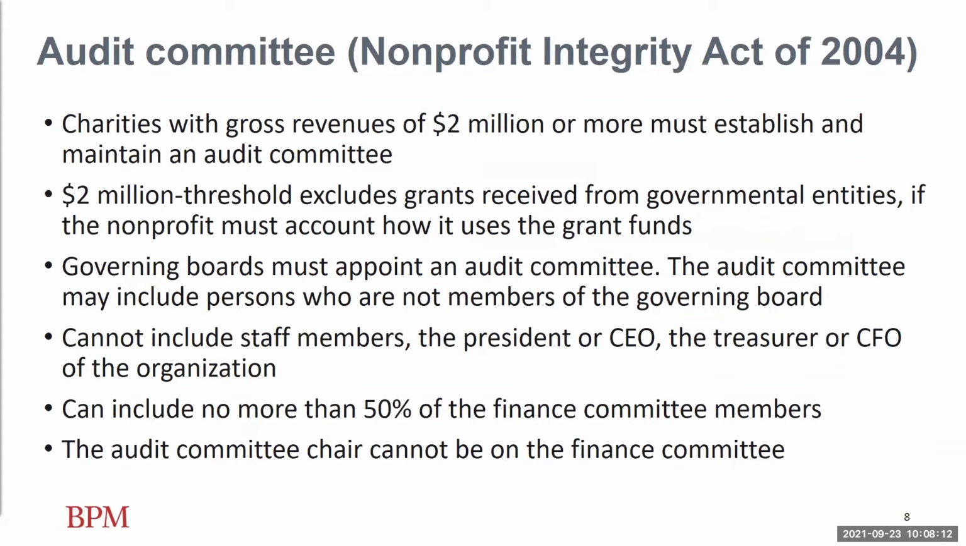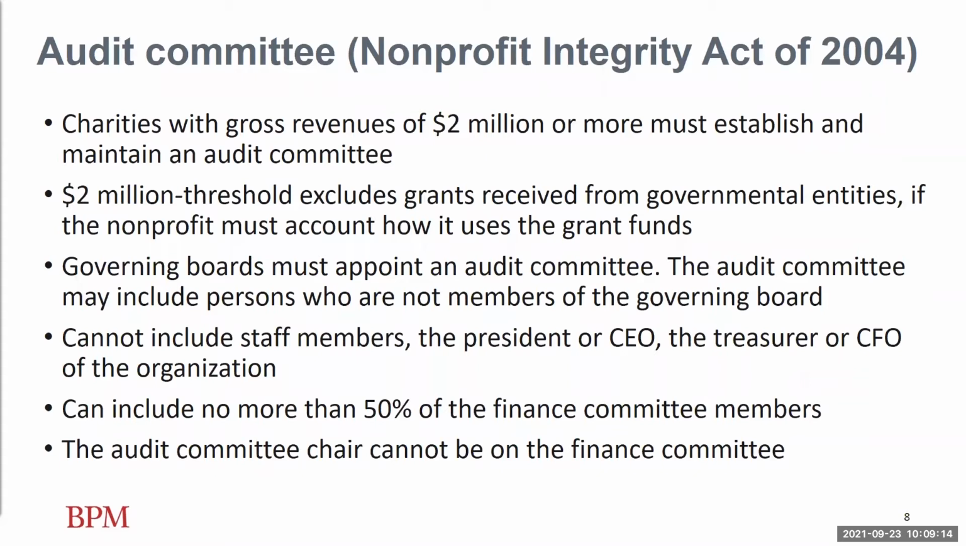California also came out with the Nonprofit Integrity Act of 2004. One part of that act addresses when you need to have an audit. Some organizations would ask, okay, why do I need to have an audit? My funders don't require an audit. They trust us. I don't borrow money. Why do I need to have an audit? The Attorney General said, okay, if you're a charity and you have gross revenue of 2 million or more, you have to have an audit. The organization also must establish and maintain an audit committee. For the $2 million figure, you go through your 990-PF or your Form 990 and come up with the amount, and it's explained on the Attorney General website. But also, you don't count grants received from governmental entities if the nonprofit must account for how it uses those grants separately.